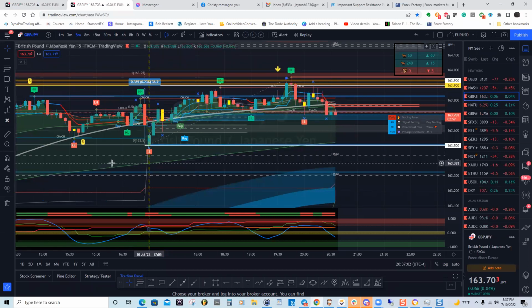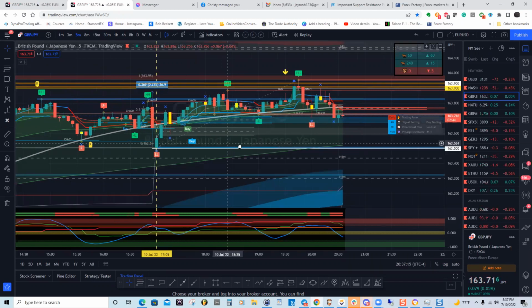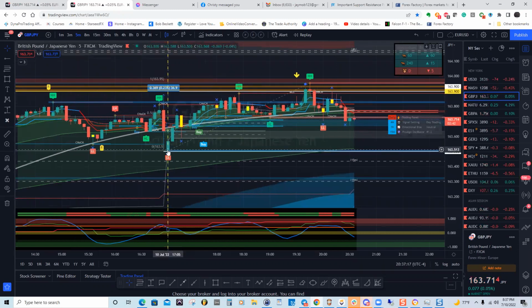That's 7. What is it? 1700 there. They got 1700, didn't it? It went right to 1705. But if you would have got in here, then you would have got out up here. And now it's coming back down to this level down here.